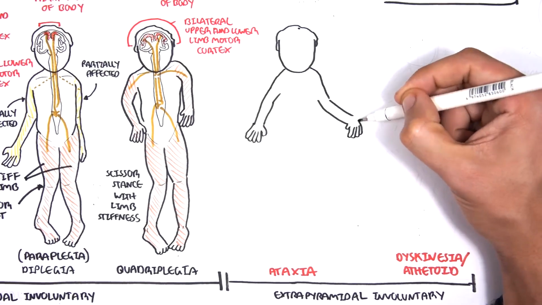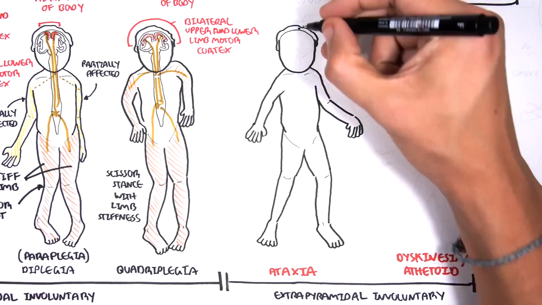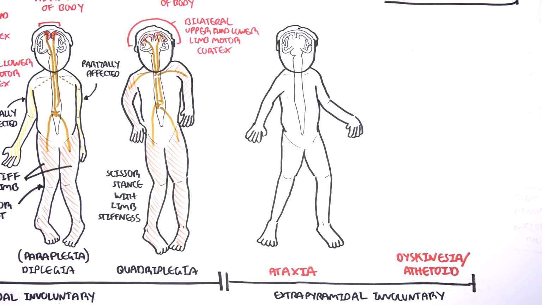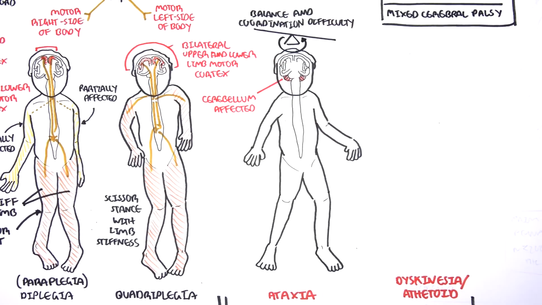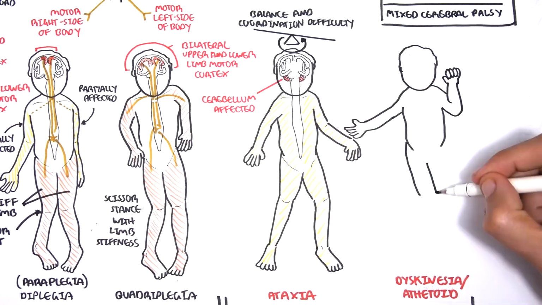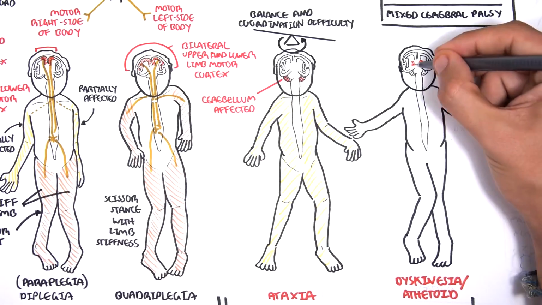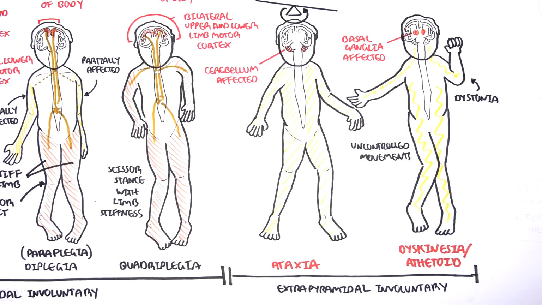Now let's focus on the extrapyramidal cerebral palsy. And here, all the body is affected. There is no hemiplegia, there's no diplegia, there's no quadriplegia. Everything is affected. In ataxic cerebral palsy, the cerebellum is the problem. The cerebellum is a very important structure in the brain for balance and coordination. And so if this is affected, there is balance and coordination difficulty. As a result, the person will have a wide gait. In dyskinetic cerebral palsy, the basal ganglia is involved, creating uncontrolled movements and dystonia.